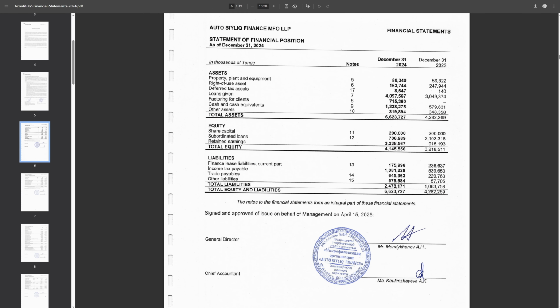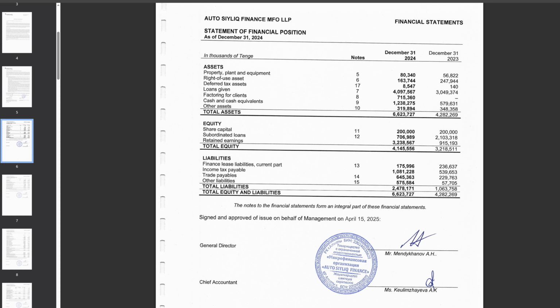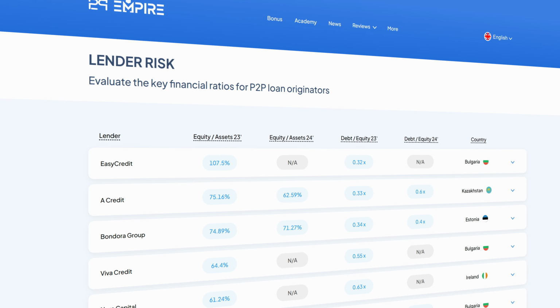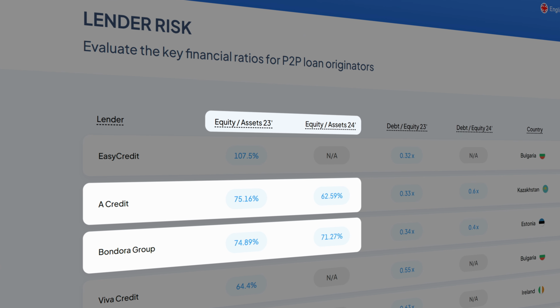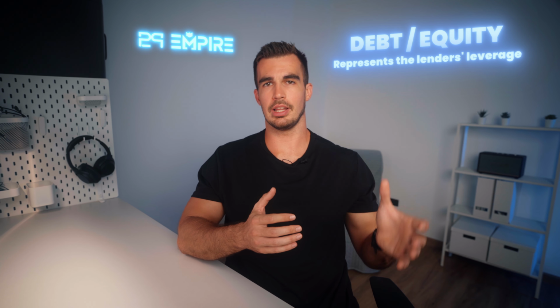For lenders who publish their annual statements regularly, you can also evaluate the changes in the ratios compared to the previous year and determine whether the company is still well capitalized. The second ratio that we are calculating is the debt to equity ratio, which is a good indicator of the leverage that a lender is willing to take.